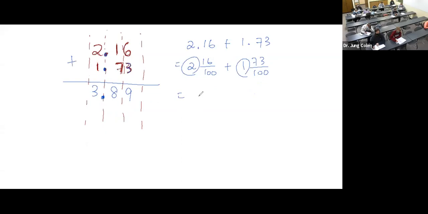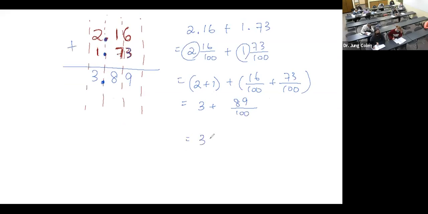And we can use the commutative property here, right? So we can add the wholes together, 2 and 1, and we can add the 16/100 and 73/100 together. So we get 3 and 89/100. So we know that 3 and 89/100 is what? 3.89. You can connect decimals with fractions as well.